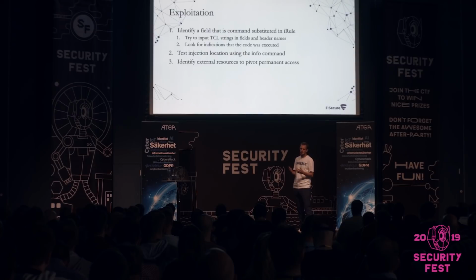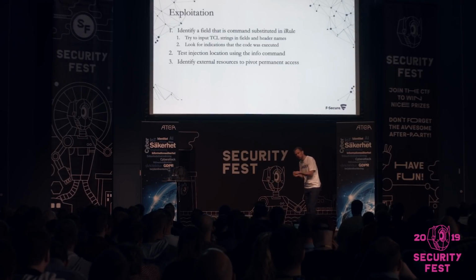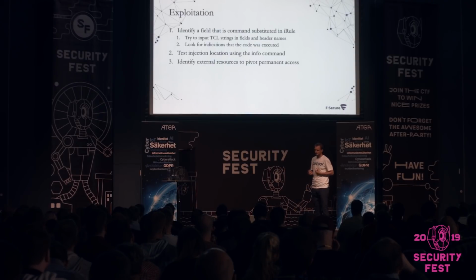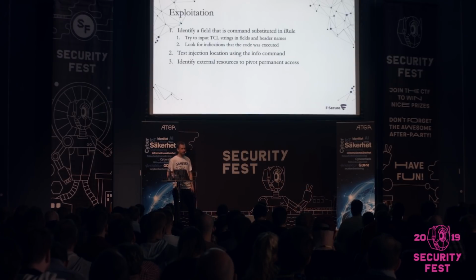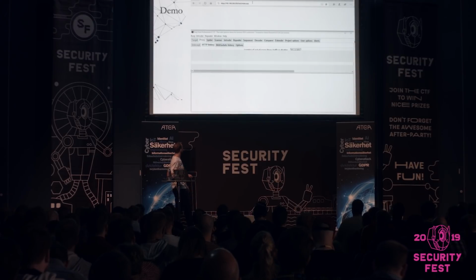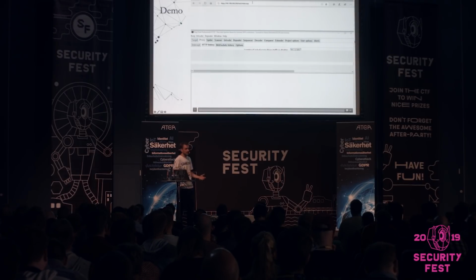And then you need to look for those identifiers. Did it actually run? And then after that, try to identify where in the code did this happen. And once you've done that, you can identify, are there any external resources in that code that I can use to pivot my access and gain more privilege for this execution? And I'm going to show you a demo of what it actually looks like when you are exploiting this.